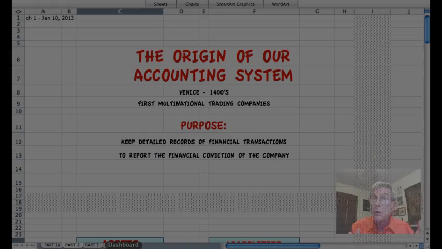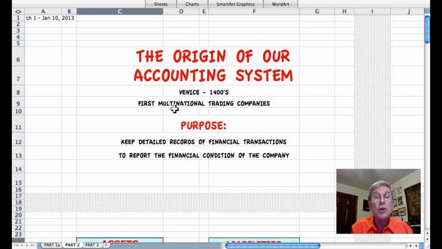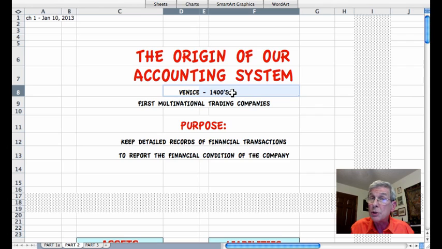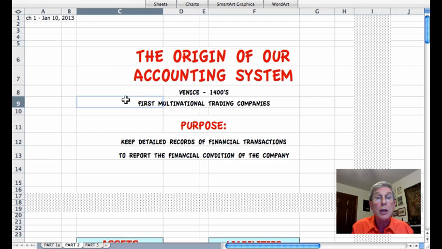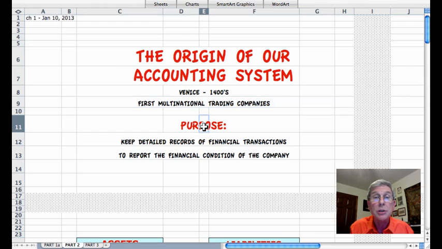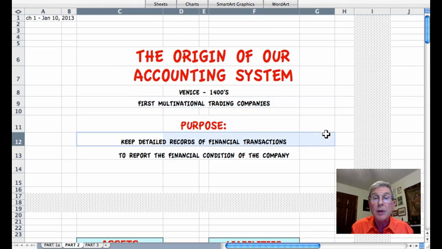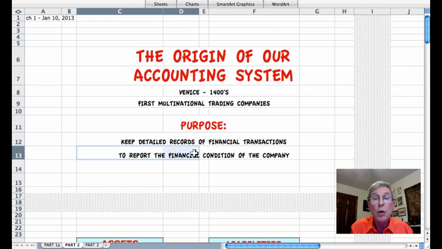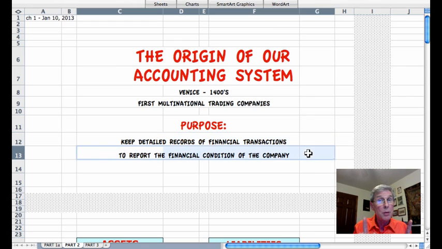Now let's talk about the origin of our accounting system. The kind of system we use now first showed up in Venice in the 1400s. That was a time when the very first multinational trading companies were being set up by people like Marco Polo and his family. And the purpose of the accounting system was to keep detailed records of financial transactions and to report on the financial condition of the company. Remember, accounting is all about information, the kind of information you need to run a company and to be successful.